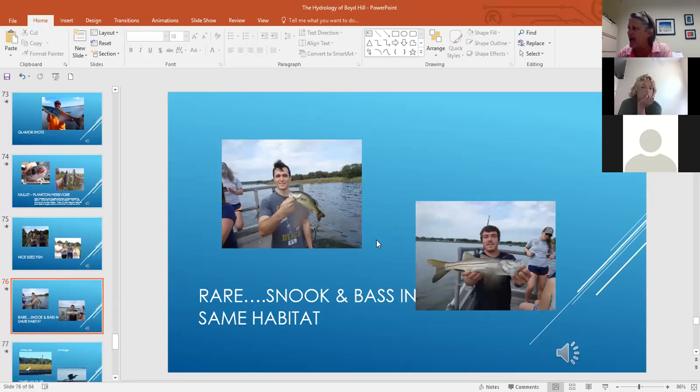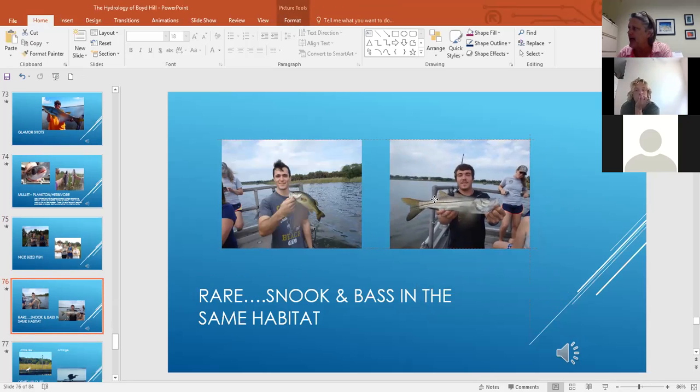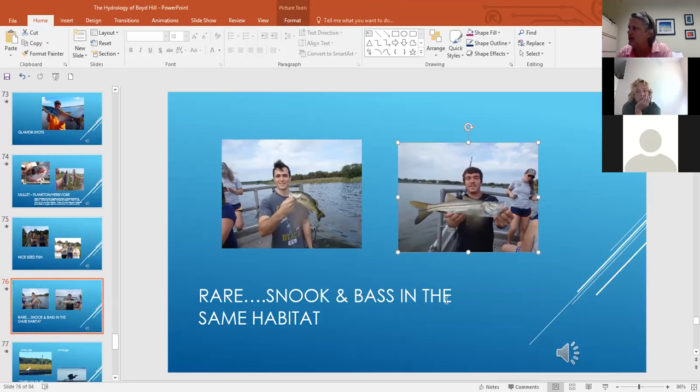Here's some of the snook and the bass in the same habitat. That is a rarity. Only in an estuary do you get the king of freshwater fish, the largemouth bass, and the king of saltwater fish, around these parts at least, the snook. Only in an estuary do you get both.